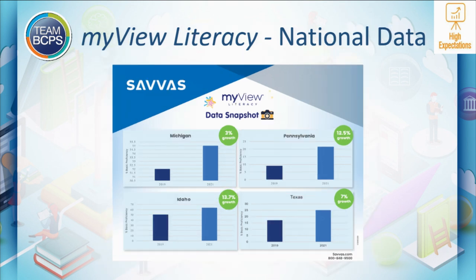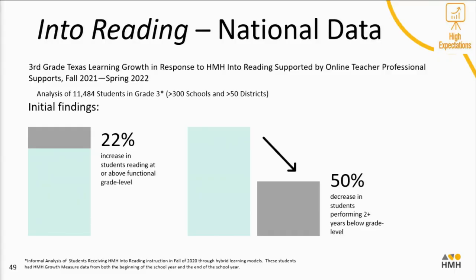Next slide, please. Into Reading, HMH also shared some national data with us. What they did was they collected third grade data from 11,484 students and state data. Next slide, please. And this data was third graders, 11,484 across multiple states and districts. What they found was there was a 22% increase in students in Into Reading at or above grade level who had used it for 1 year, and a 50% decrease in students performing below grade level.